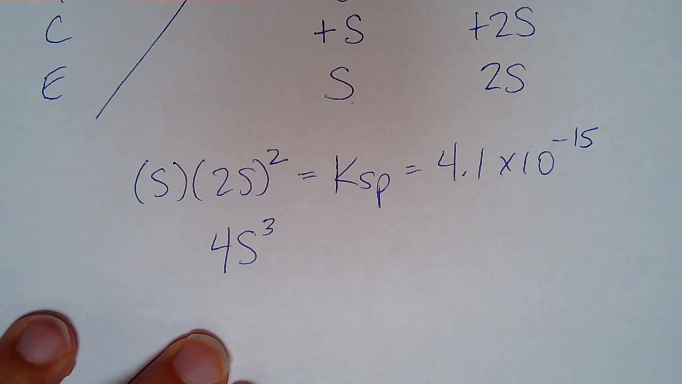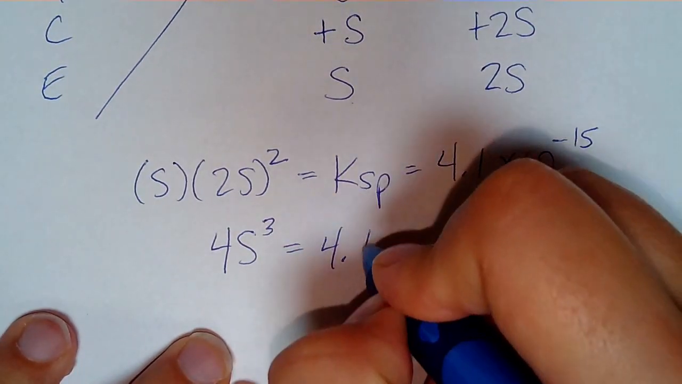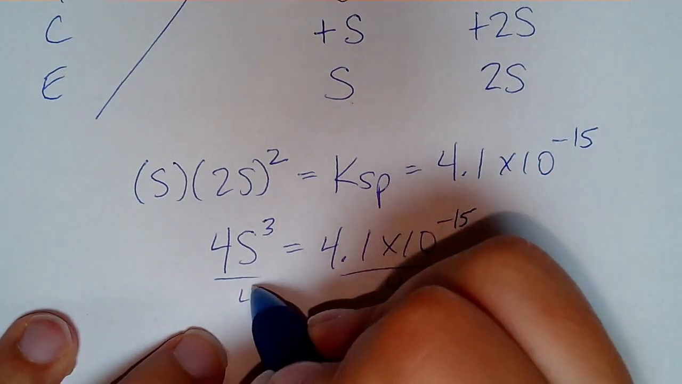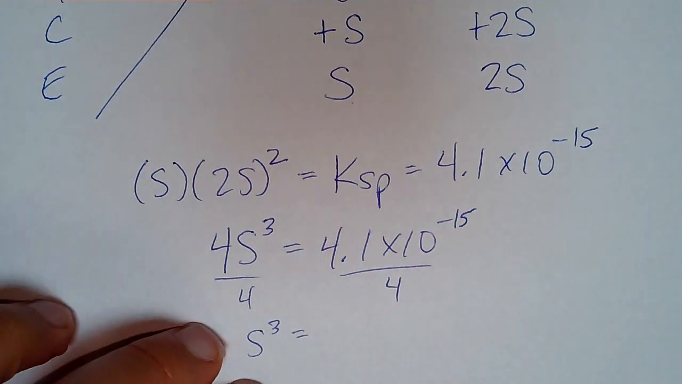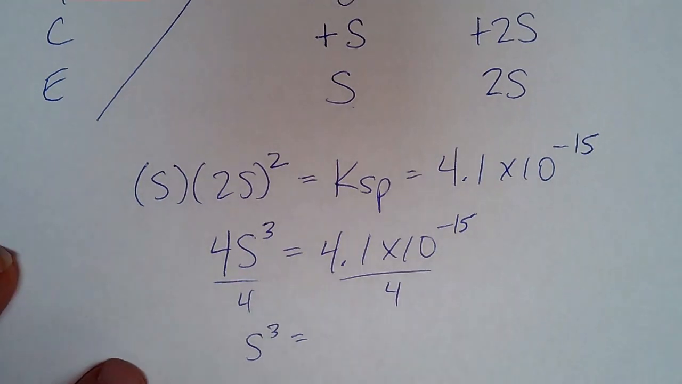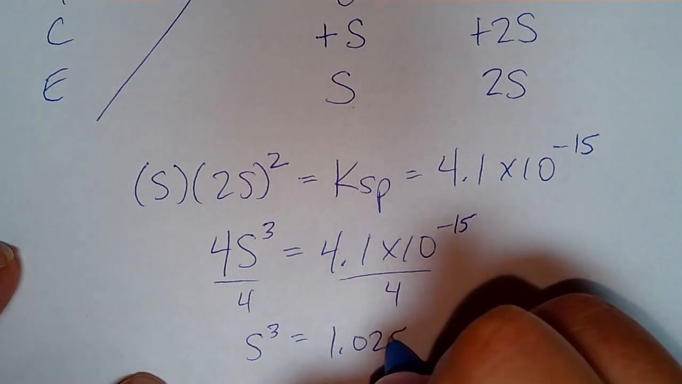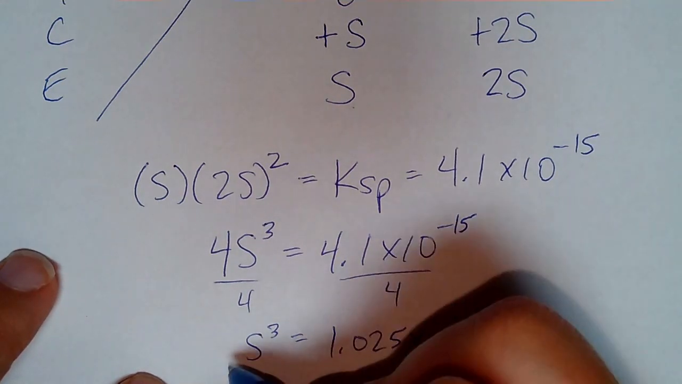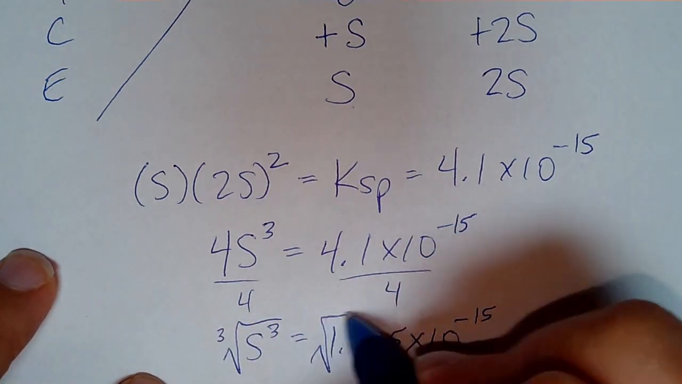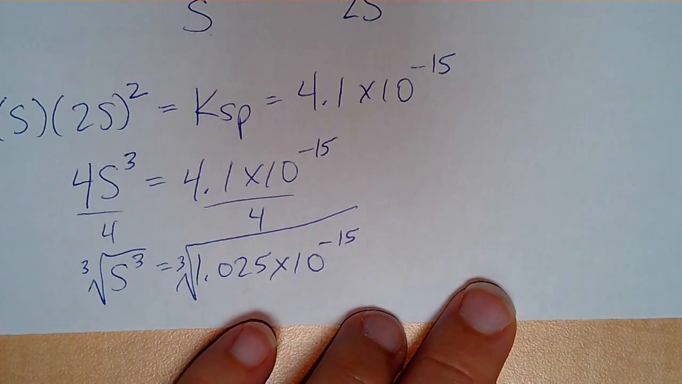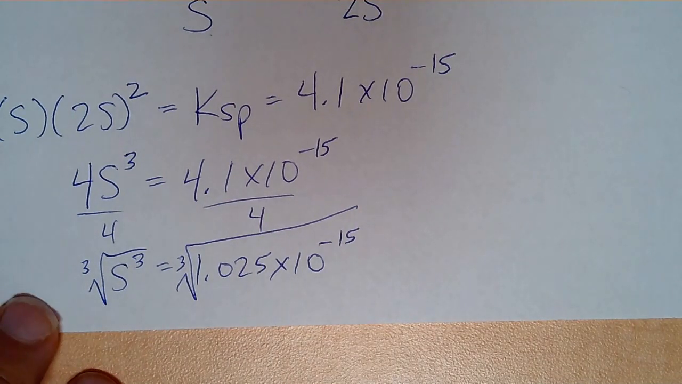We're going to divide by 4 first, which really just gives us 1 times 10 to the minus 15, but I'll do the math. 1.025 times 10 to the minus 15. And then we do the cube root. So make sure on your calculator you know how to do cube roots, or even 4th or 5th roots, for the root symbol.